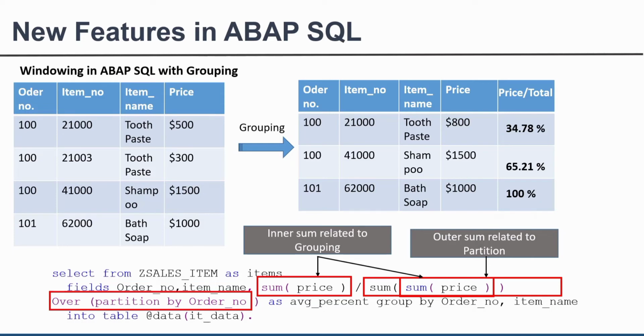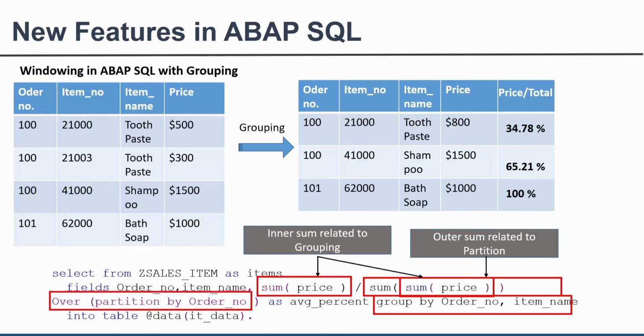So this outer sum is related to the partition or the window which I am creating as per order number. And then finally I am saying group by order number and item number. So in this case what you are doing is you are calculating the sum of price by doing the grouping, and that is why you need a sum of price inside the bracket, and then again you are calculating the sum of price as per the window, so you also need sum of price in the outer bracket.